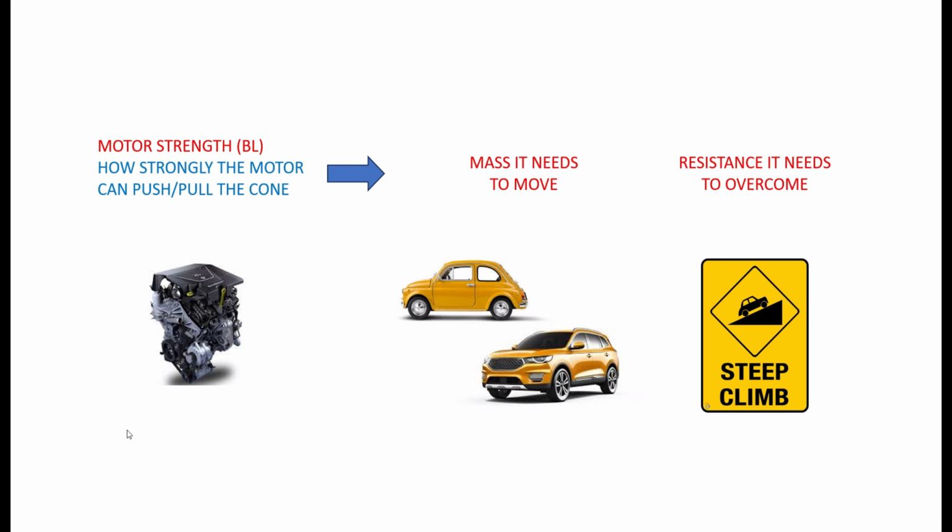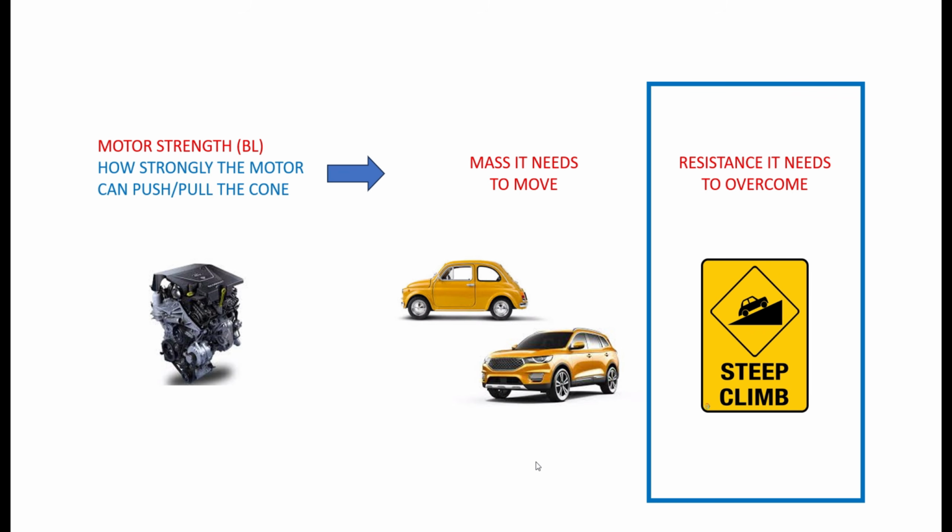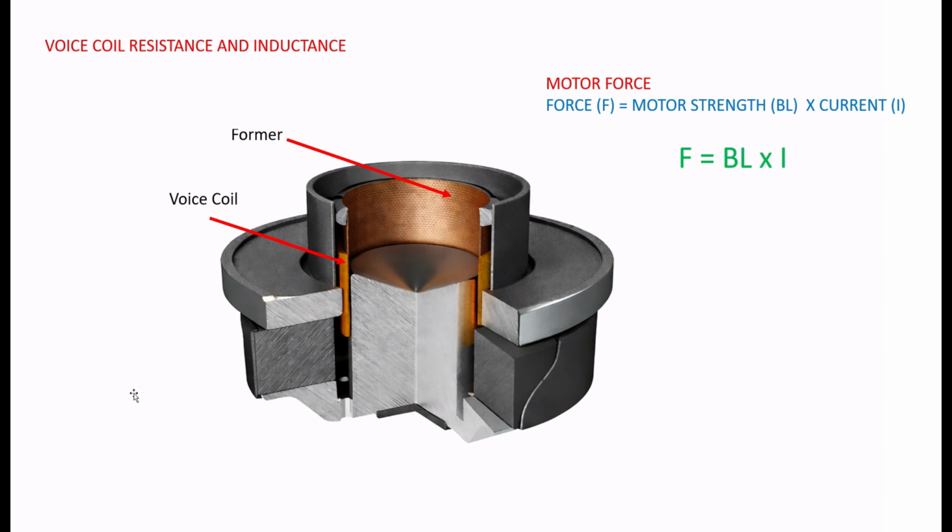It's kind of like comparing two engines, but not really knowing whether they're in a big car or a small car, or whether those cars have to drive up steep mountain roads or not. So we're not really doing a full comparison where we're just looking at BL. So first of all, I'm going to look at the resistance part, and then we're going to come back to the mass.